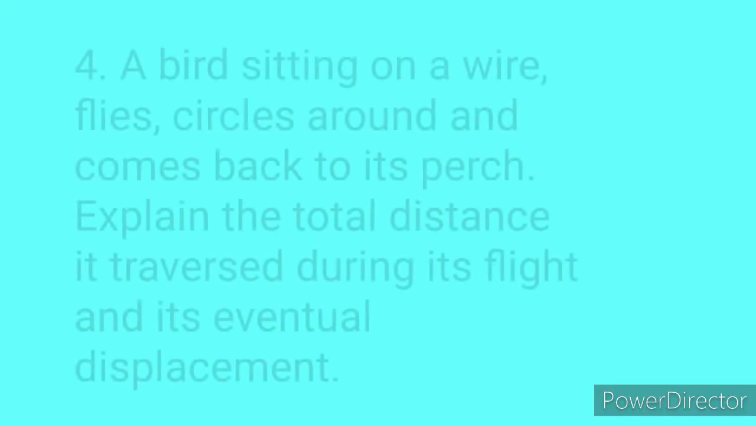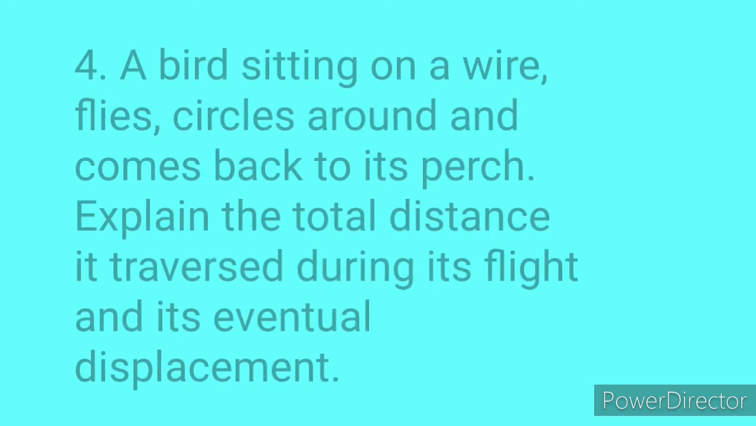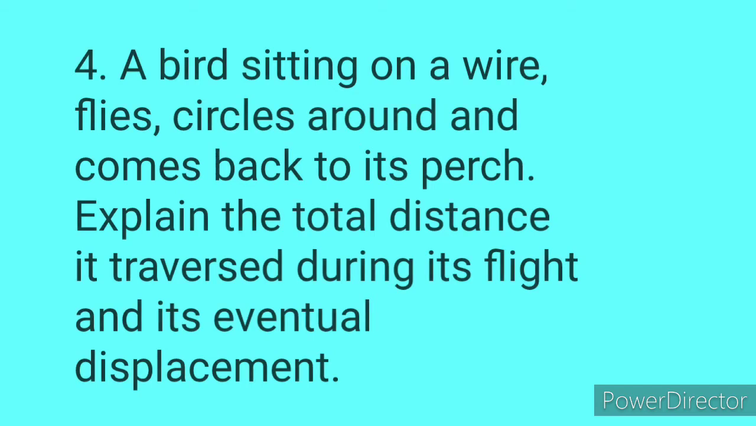Now next, question 4: a bird sitting on a wire flies in a circle and comes back to its perch. Explain the total distance it travels during its flight and the eventual displacement.